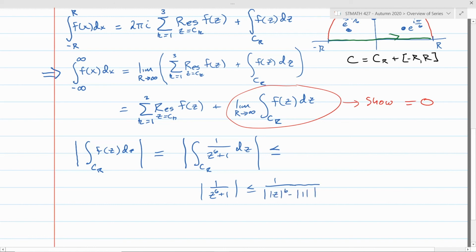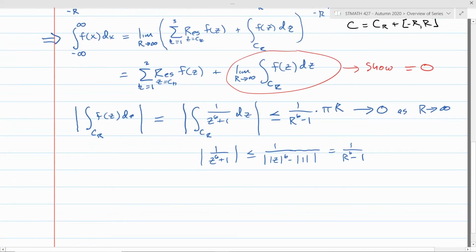and since the z's we're talking about are on that circle of radius r, the modulus is r. So 1 over r to the 6th minus 1 is an upper bound on the function that we're integrating. And the length of the curve, it's a semicircle, so it's just pi times r. So this is less than or equal to 1 over r to the 6th minus 1 times pi times r. And clearly that goes to 0 as r goes to infinity, because the denominator is a 6th power of r, and in the numerator it's just r to the 1.